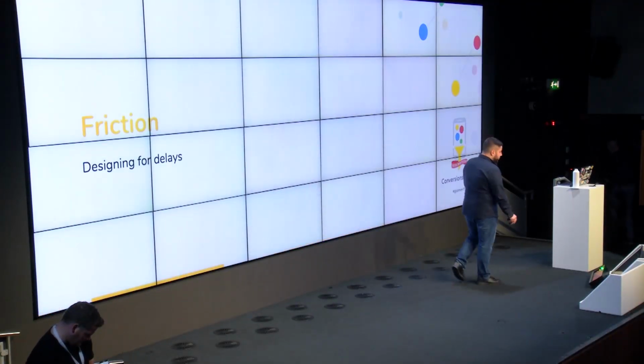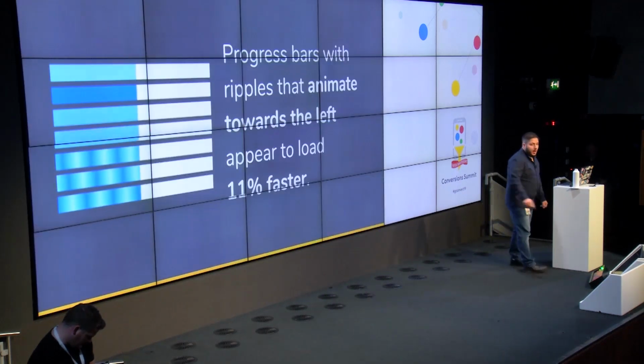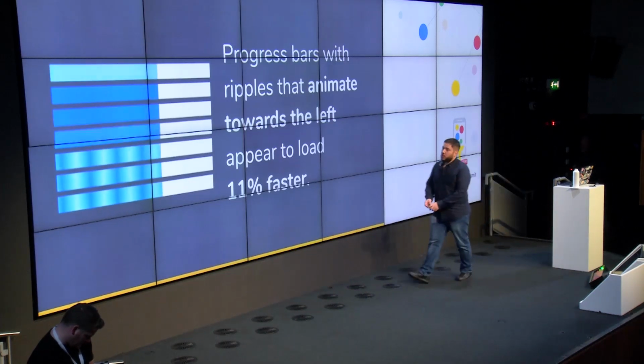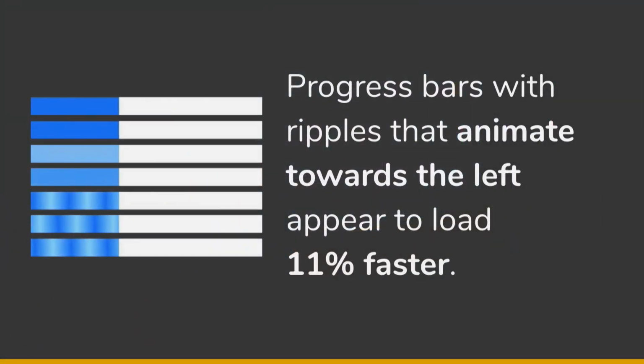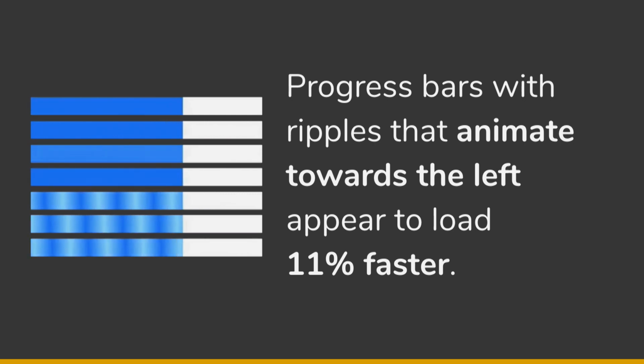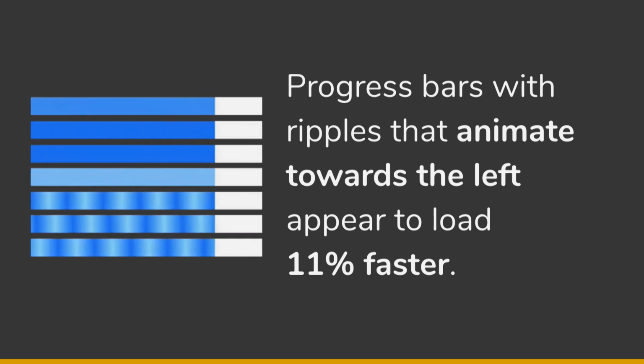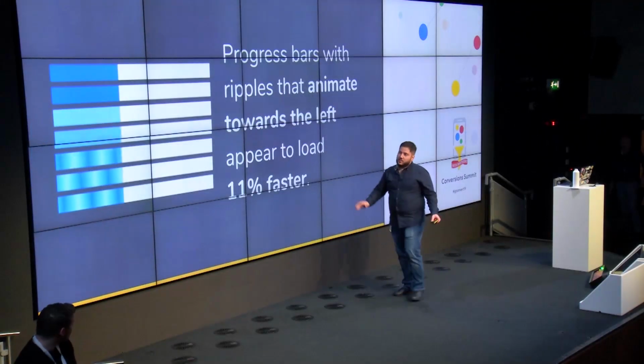So let's talk about some friction. Progress bars. You know this one at the bottom? People think that's loading faster because the ripples are going towards the left. I don't know why. People are weird. They're loading the same speed. But that style is kind of out of date now.